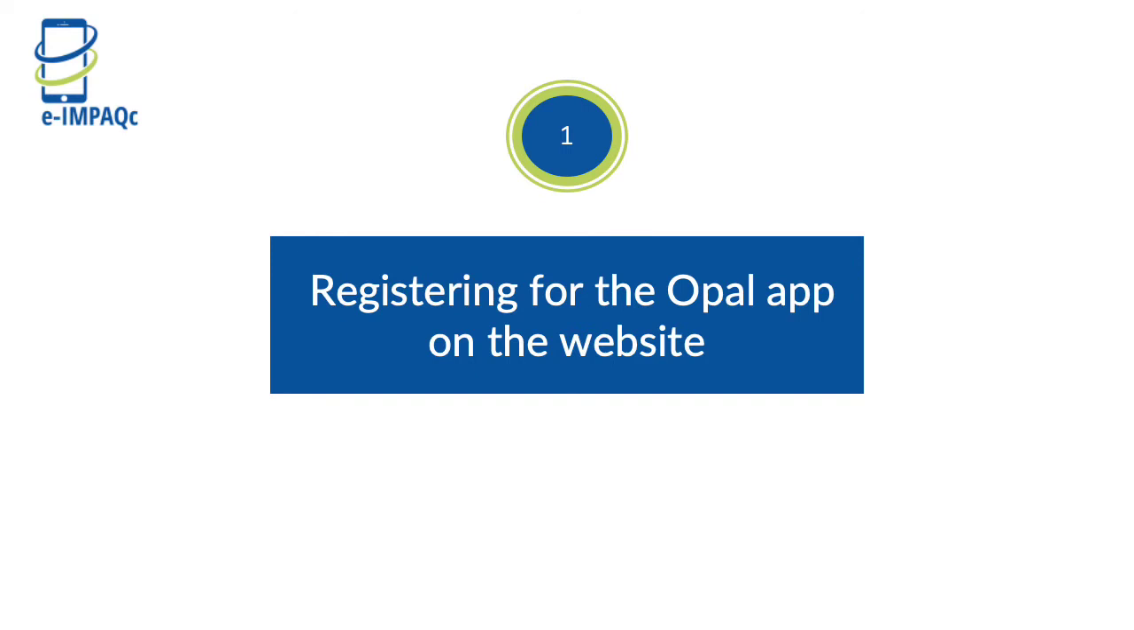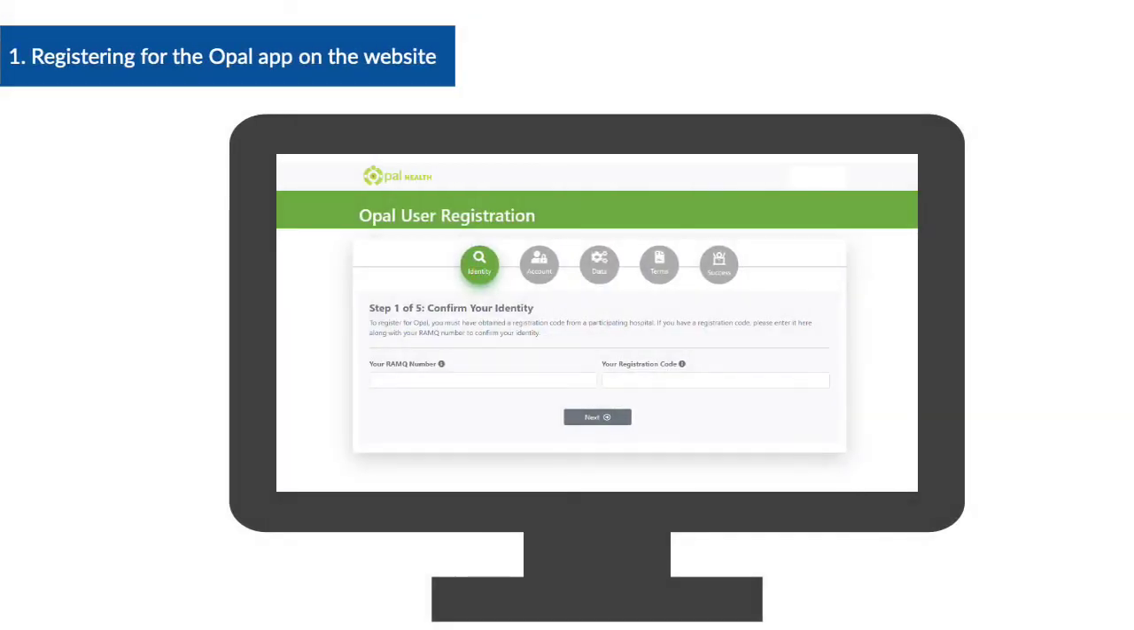Step 1. Registering for the Opal app on the website. You will be sent a text message with a registration code and a link to the Opal user registration site. You can use any device to complete the registration process. Enter your RAMQ number and registration code to begin.